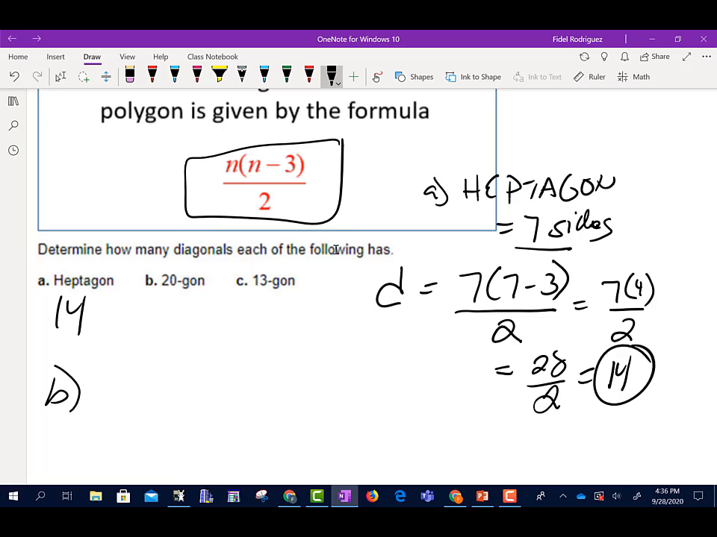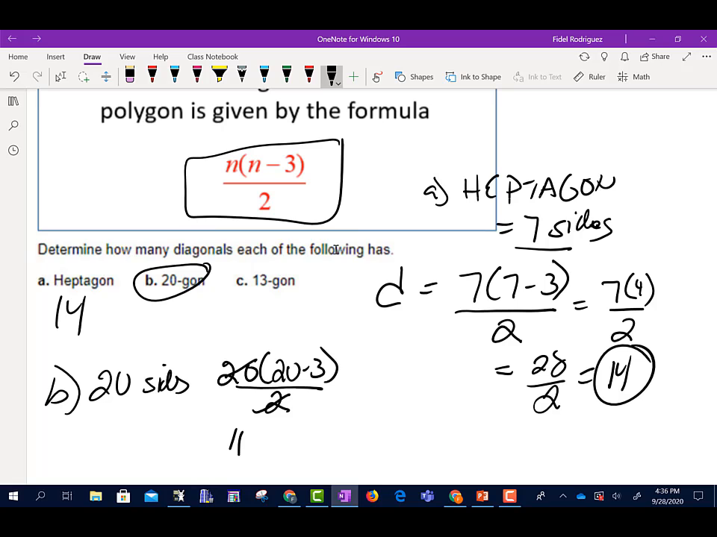Let's do part B. Part B says a 20-gon. So a 20-gon obviously has 20 sides. So I'm going to take 20 times (20 minus 3) all over 2. Okay. So 2 goes into 20, I'm sorry, 10 times. 20 minus 3 is 17. And that's going to be 170 diagonals. That's a lot of diagonals, right?